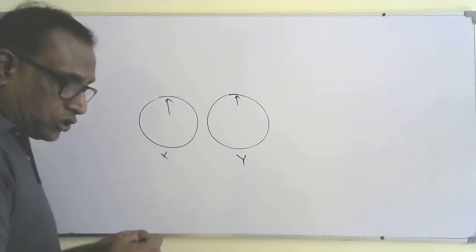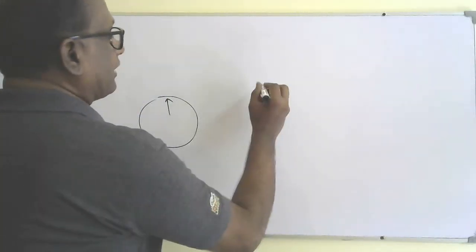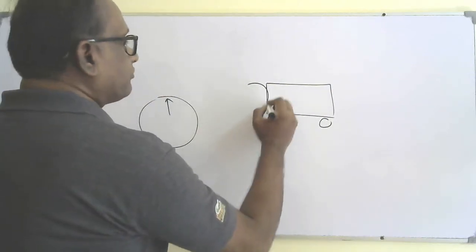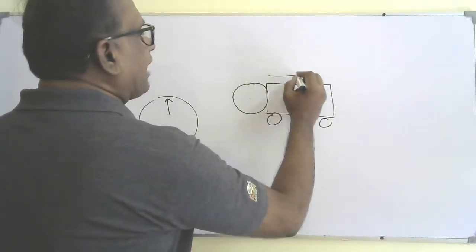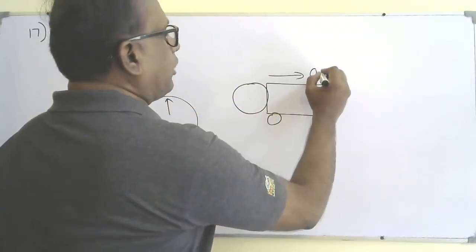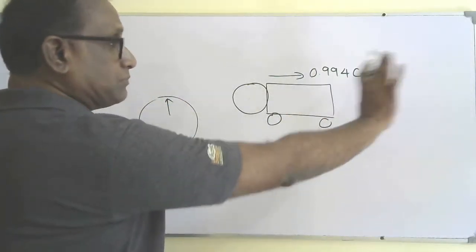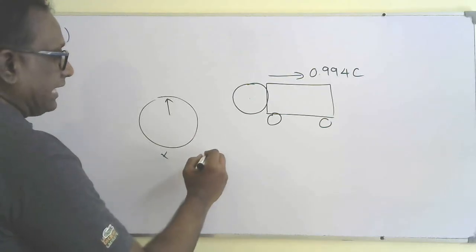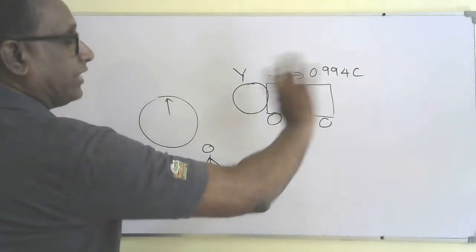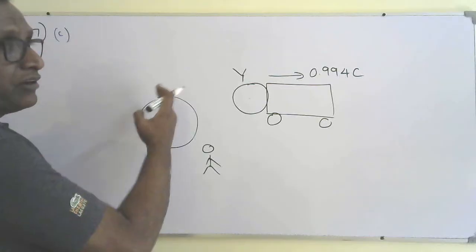Now imagine the clock Y is attached to a moving vehicle or rocket, whatever it is. Imagine a moving vehicle. And this vehicle is moving at very high speed, almost closer to the speed of light. So imagine 0.994 times the speed of light. Very high speed, it's moving. And you are standing closer to this clock X. So clock Y is moving with a vehicle at very high speed. And now your clock is clicking every 1 second.